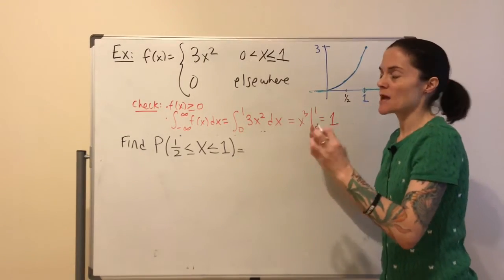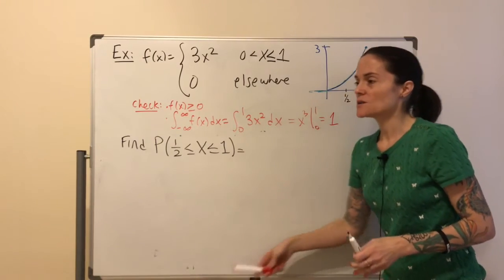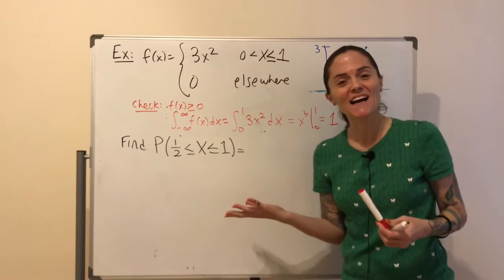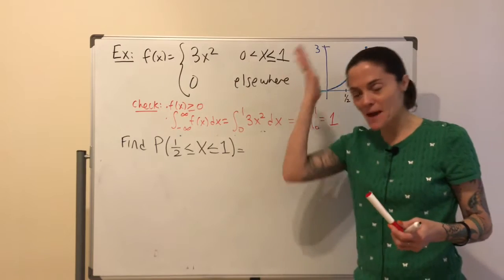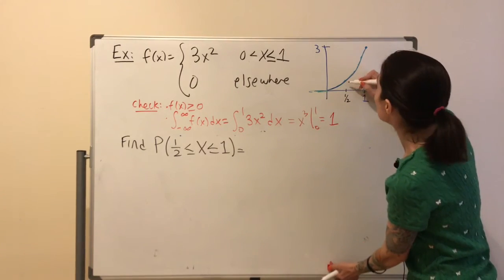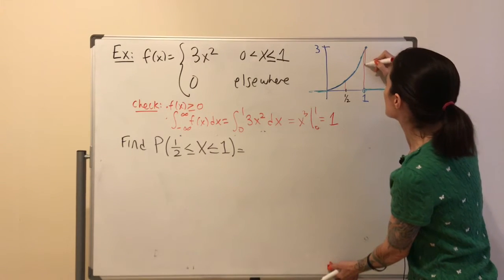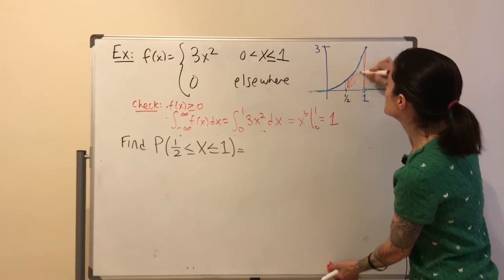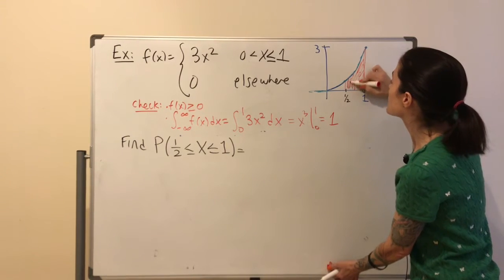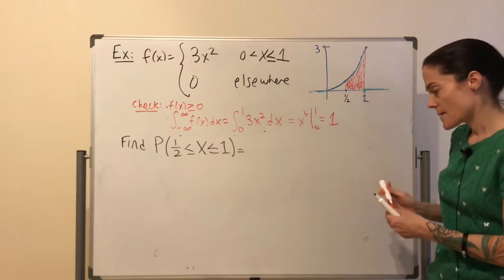Every time you think probabilities, you think areas. At least I do. In fact, whenever I teach Calc 1 and we start talking about area under the curve, my mind is always probability, because that's always what I think of. But in any case, this probability is this area here. It's the area under the curve between 1/2 and 1. Okay?